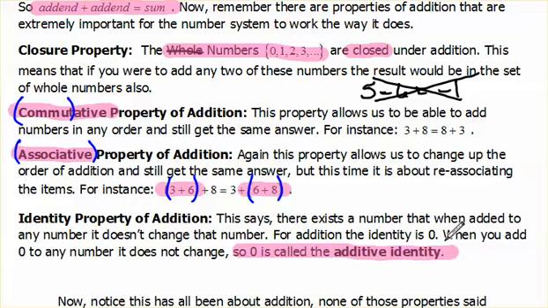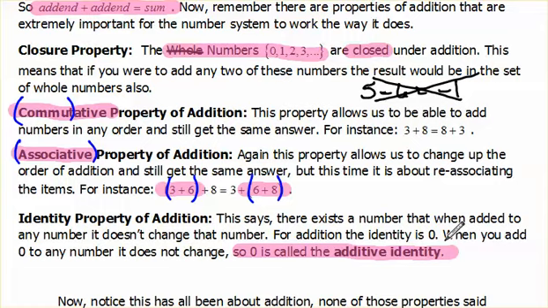So the identity is what you do, and it doesn't change a number. So for addition, it would be the thing that you would add to a number, and it doesn't change it. So that's why 0 is the additive identity. So that's called the identity property of addition. So that says that there exists a number that when added to any number, it doesn't change that number. For addition, the identity is 0. When you add 0 to any number, it does not change. So 0 is called the additive identity.